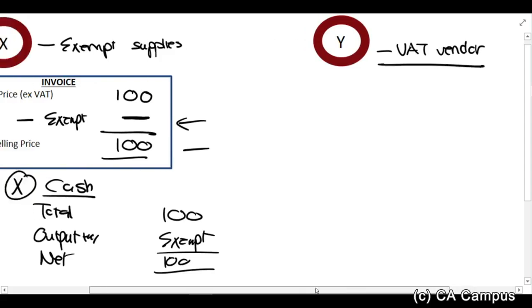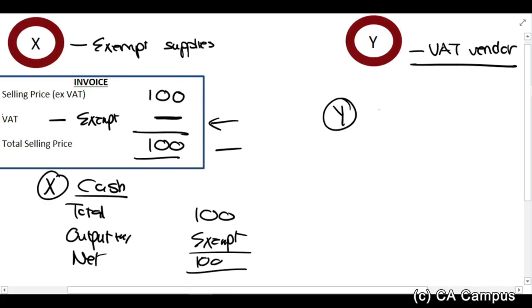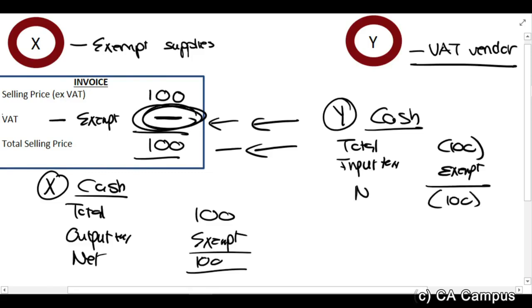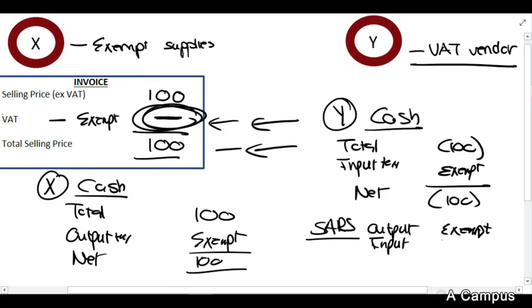Y is a VAT vendor. So Y wants to claim that amount, but let's just see. So the total that they will pay is this 100 rands over here. The input tax that they want to claim, they can't. What is the input tax? You can only claim the amount on the invoice, which is exempt. So the net amount for Y is 100. When we look at SARS, the output is exempt. The input, there is no input, so just call it also exempt. So SARS is in no position.